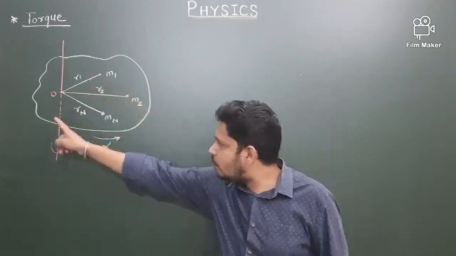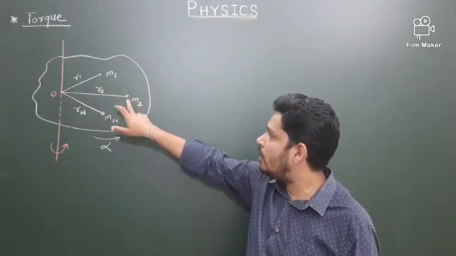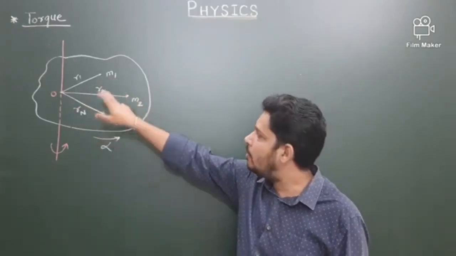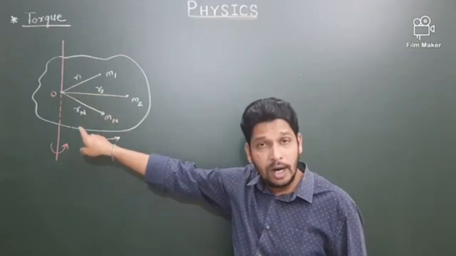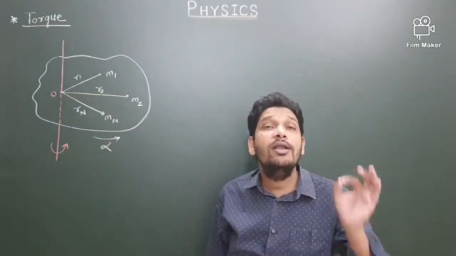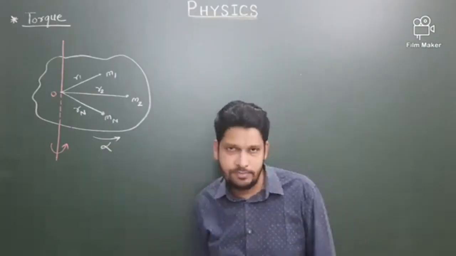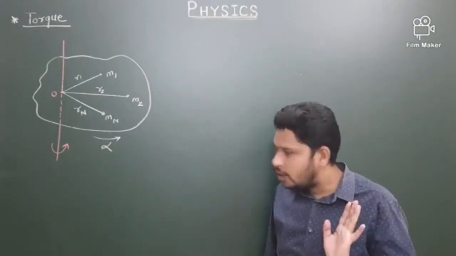So consider a rigid body having n number of particles with masses m1, m2 up to mn, and the perpendicular distances from the axis of rotation are r1, r2 up to rn, and the body is rotating with a constant angular acceleration alpha. Okay, clear? So this was the introduction.